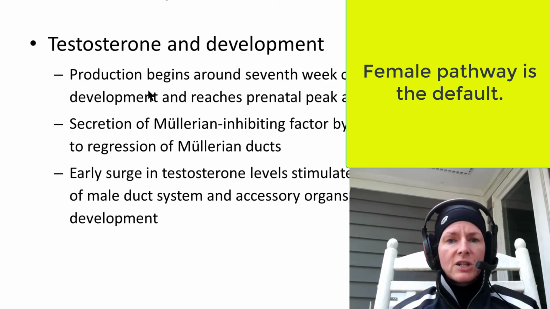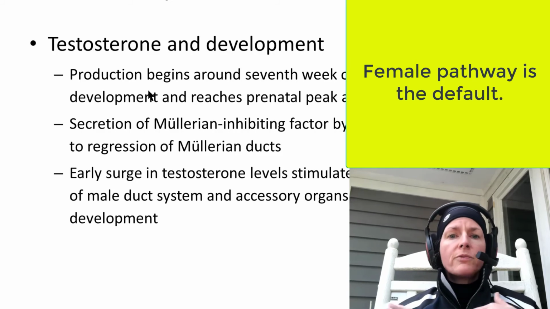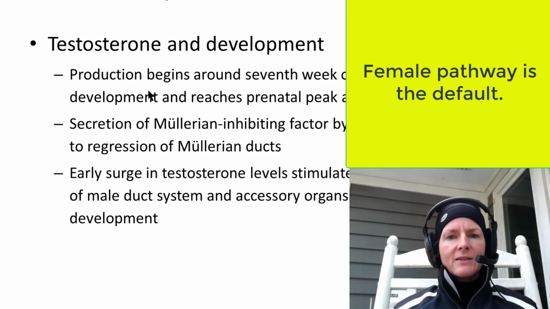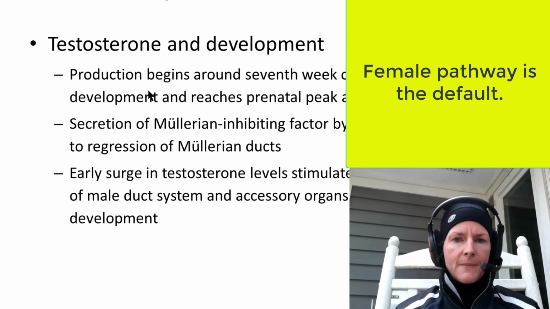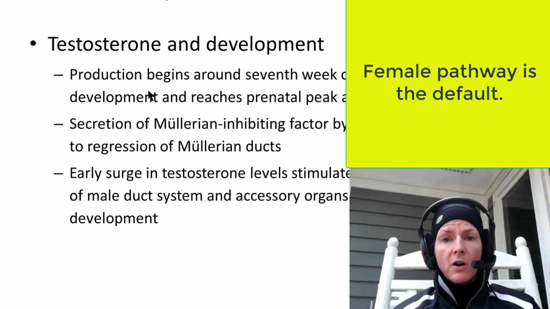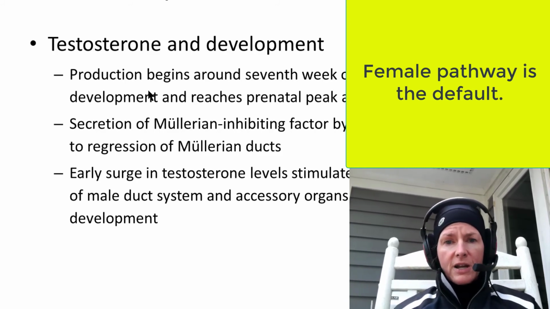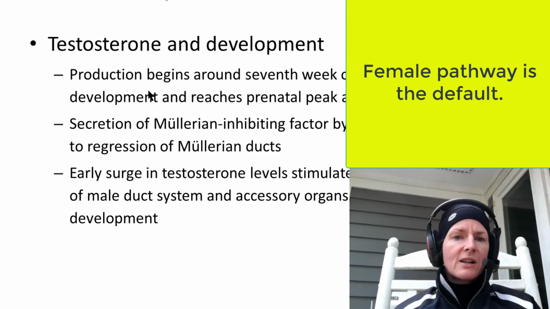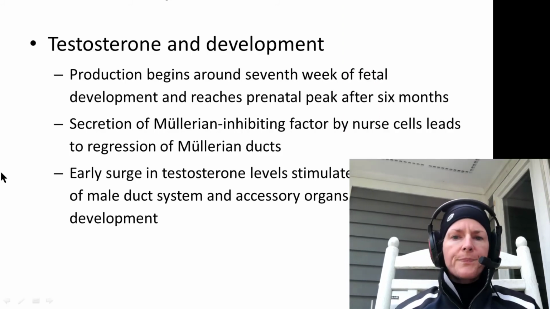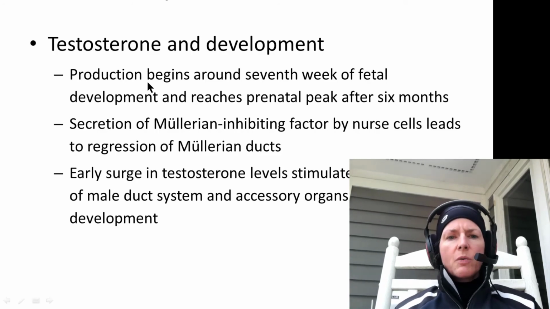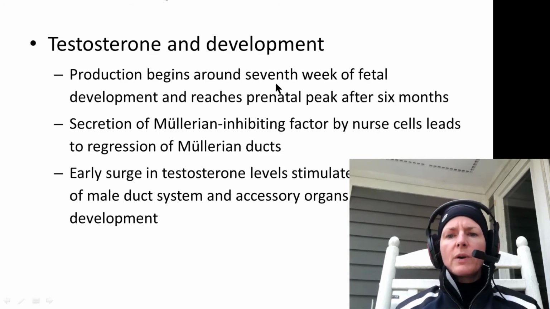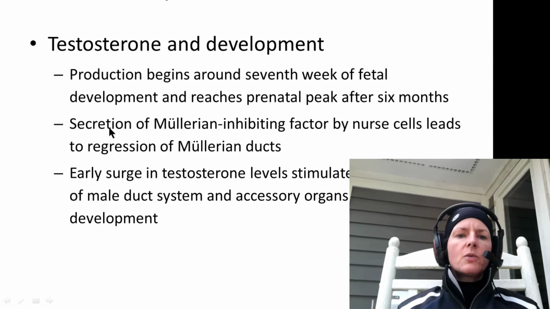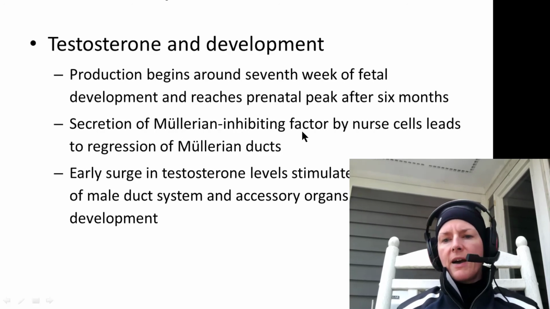So their external genitalia look female, they act female, they think that they are female, and it's usually not discovered that they're genetically male until puberty, when certain cycles don't start, and then they look at them genetically and discover, oh, these people are actually genetically male but phenotypically female. And so basically we're going to see production of testosterone around the 7th week of fetal development, and it's going to reach a prenatal peak after about 6 months, and it's going to secrete something called Mullerian inhibiting factor.